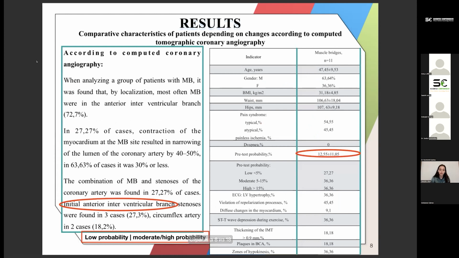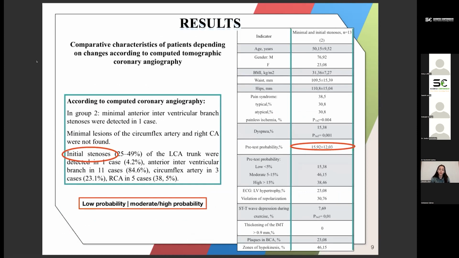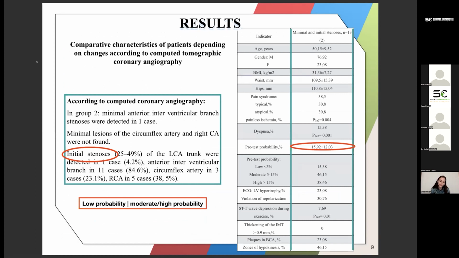So, results. On detection by spiral coronary angiography in patients with muscle bridges, initial stenosis was found. Conclusion: coronary angiography showed a low probability, the test moderate to high. In the second group, initial stenosis was detected to a greater extent in the anterior interventricular artery. Conclusion: coronary angiography showed a low probability, the test moderate to high.